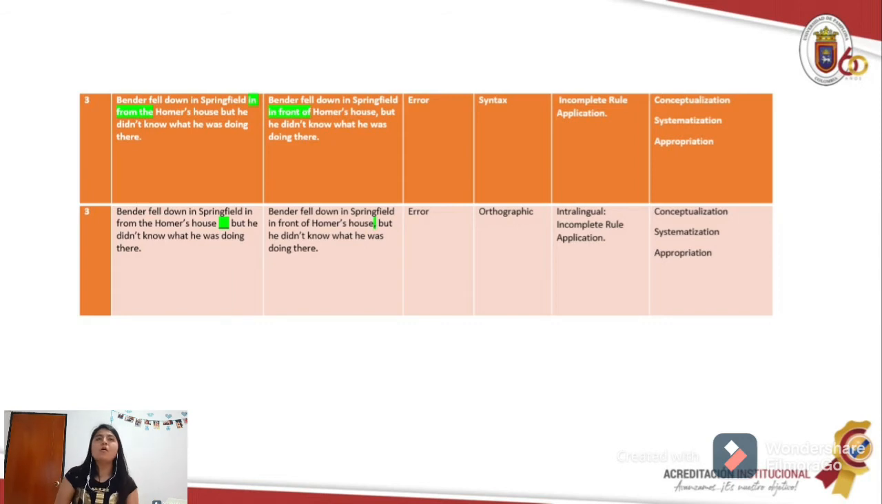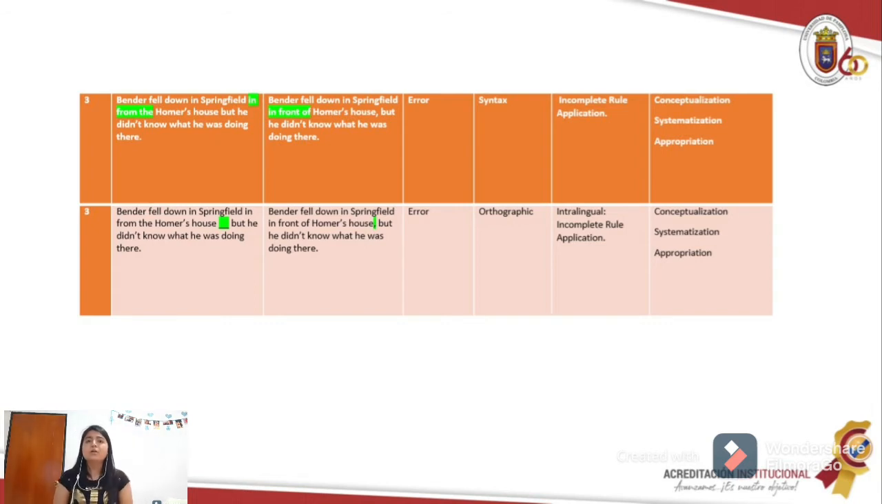This is an error because the same error persists in the fourth line, which means that the student doesn't know that we want to join two clauses with "but" and we have to write a comma before. For this, the classification is orthographic and the source is incomplete rule application, because he uses a comma but he doesn't know this rule.